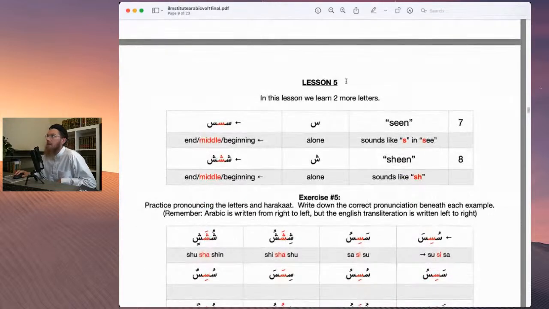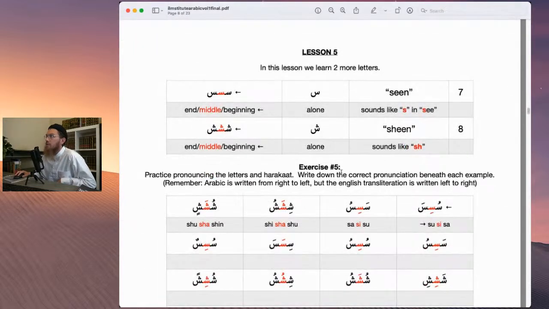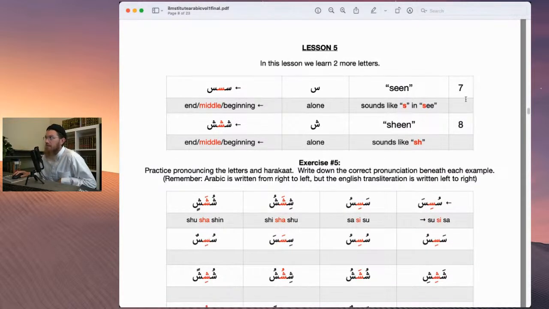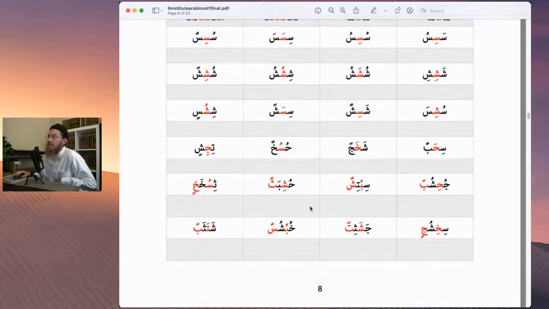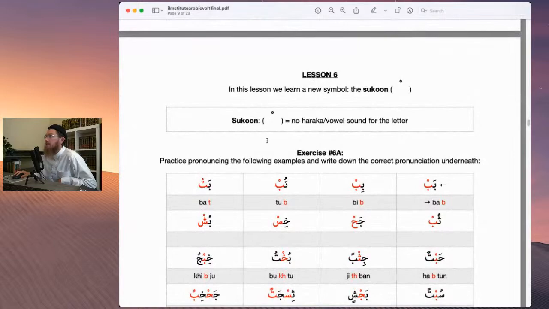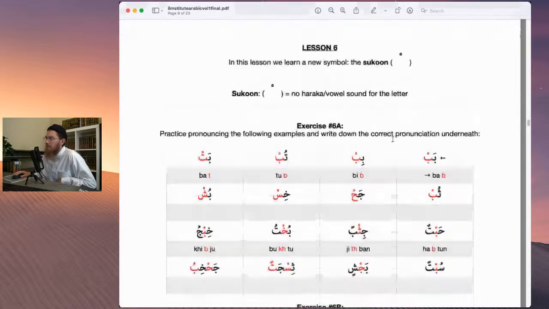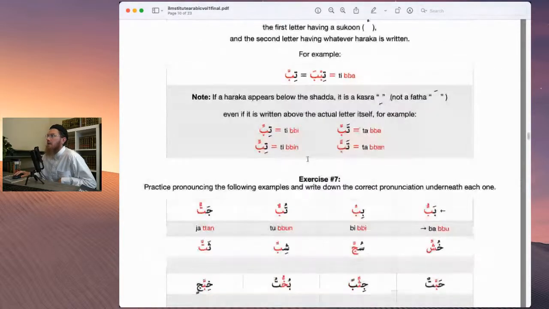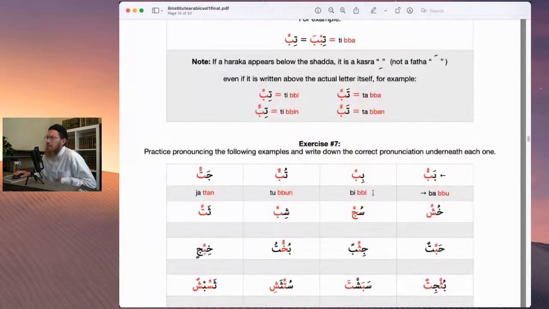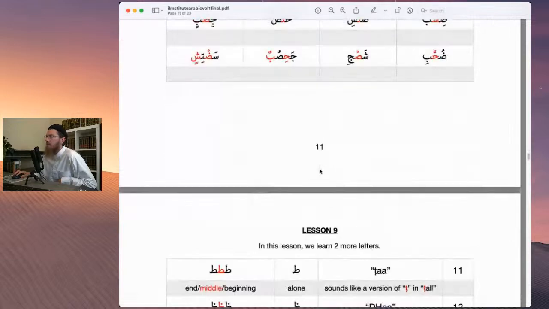As you'll see, in the next lesson, we learn two more letters. They look similar, except the dots represent different sounds. There's an S, the seen, and a sh, the sheen. You do exercises, and we bring back the past letters. And this is another symbol that you learn. It just shows that there's not a harakat on it. And then another symbol shows a double letter. But then you keep going through learning letters.